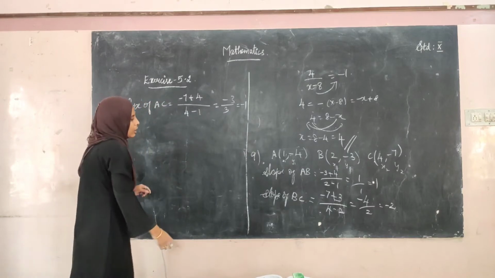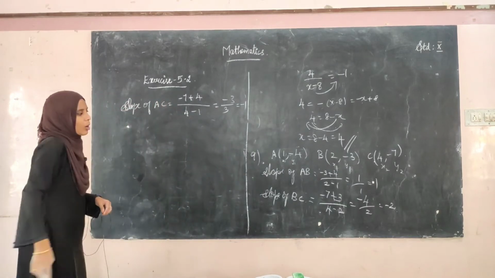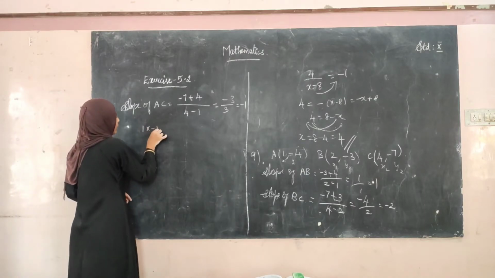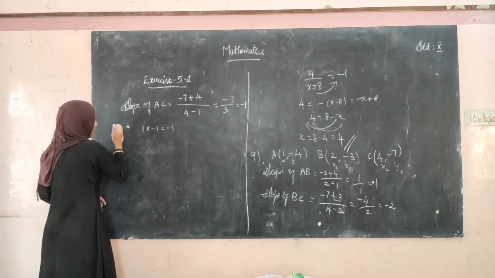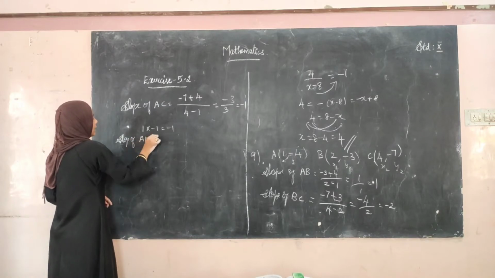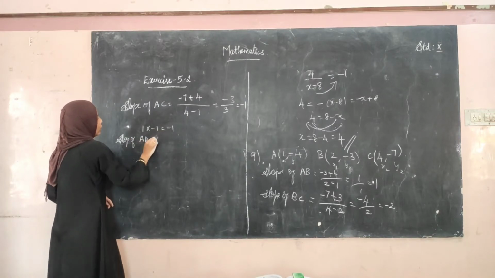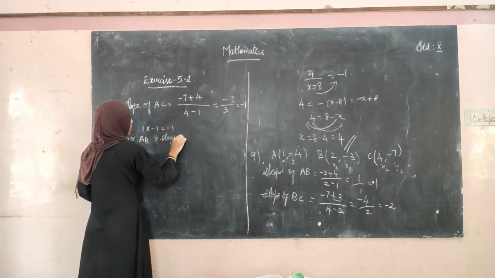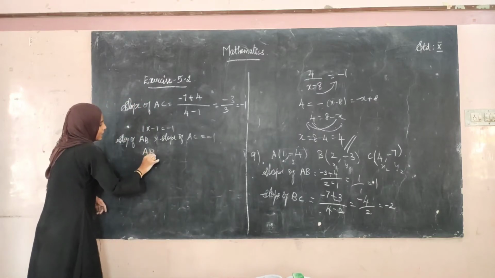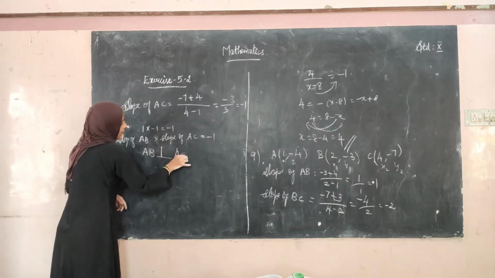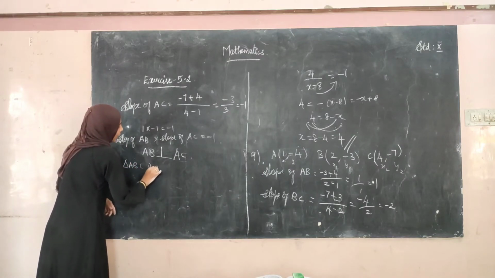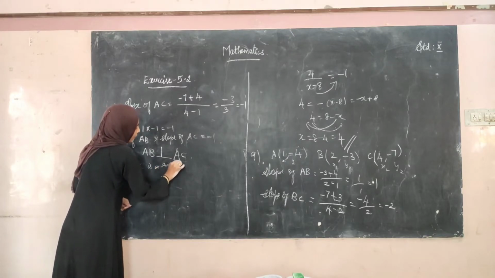Okay, see here, slope of AB and slope of AC form the condition m1 into m2 equal to -1, right? That is 1 into -1 equal to -1. Therefore, slope of AB into slope of AC equals -1. That is, AB is perpendicular to AC. Then the triangle ABC is a right angle triangle. We have proved that.